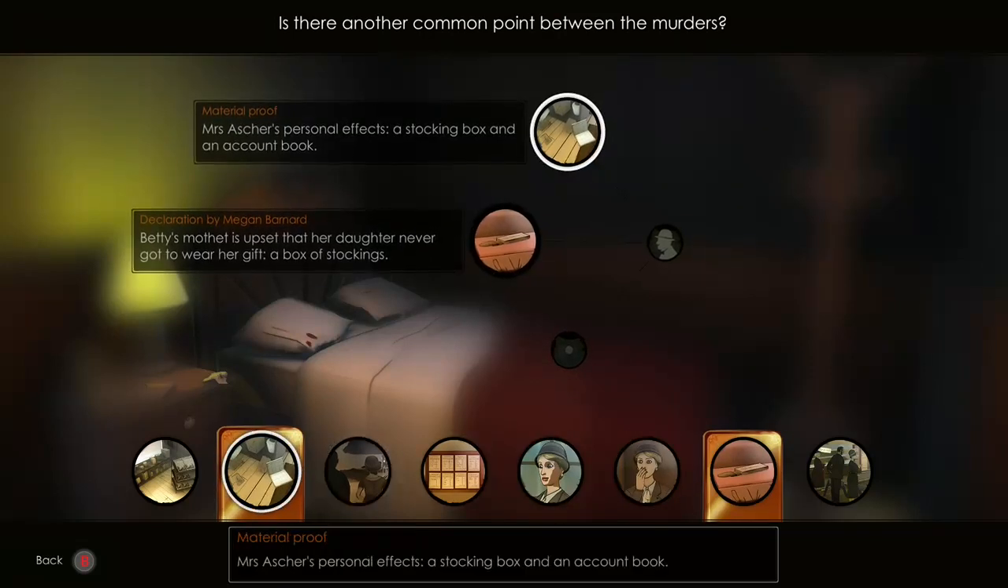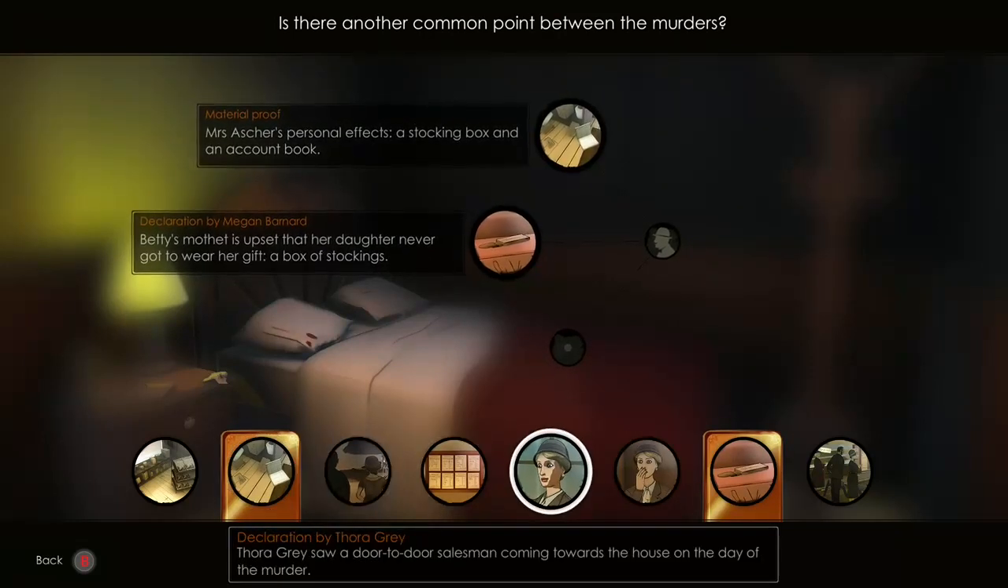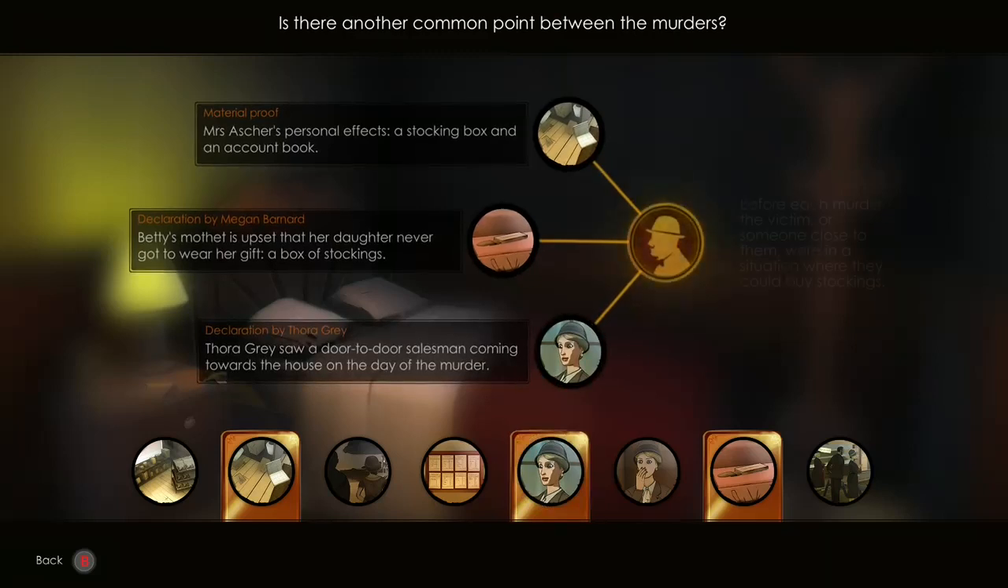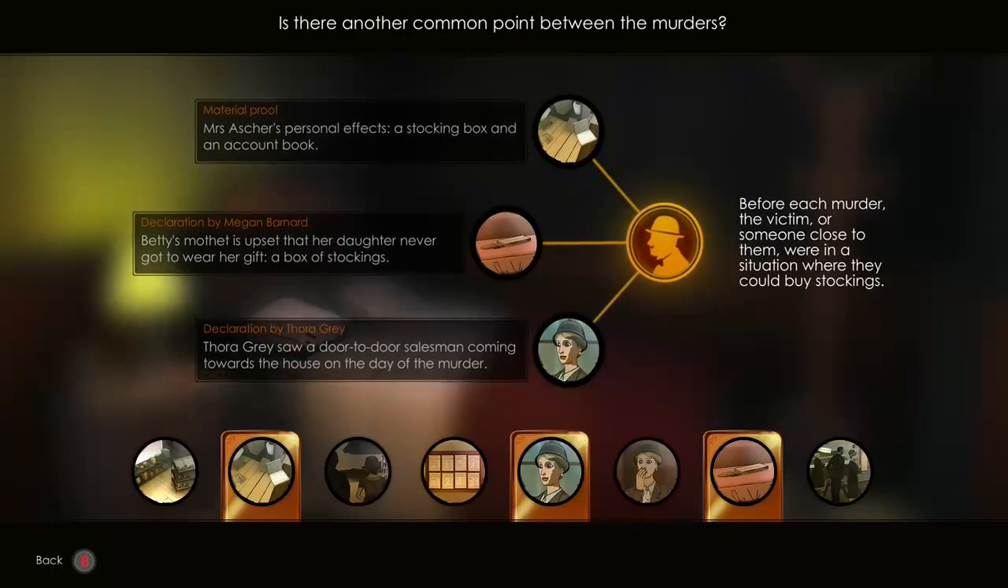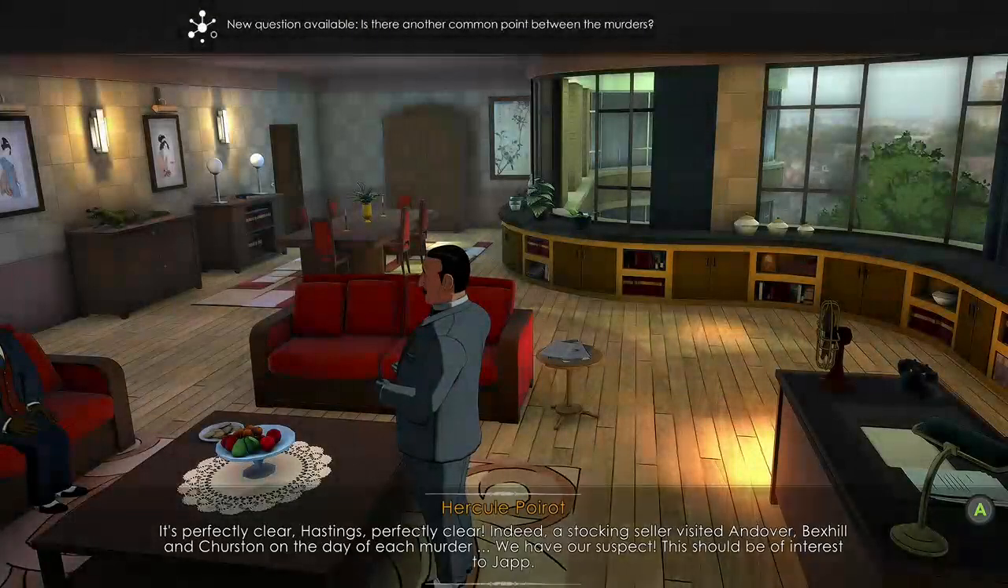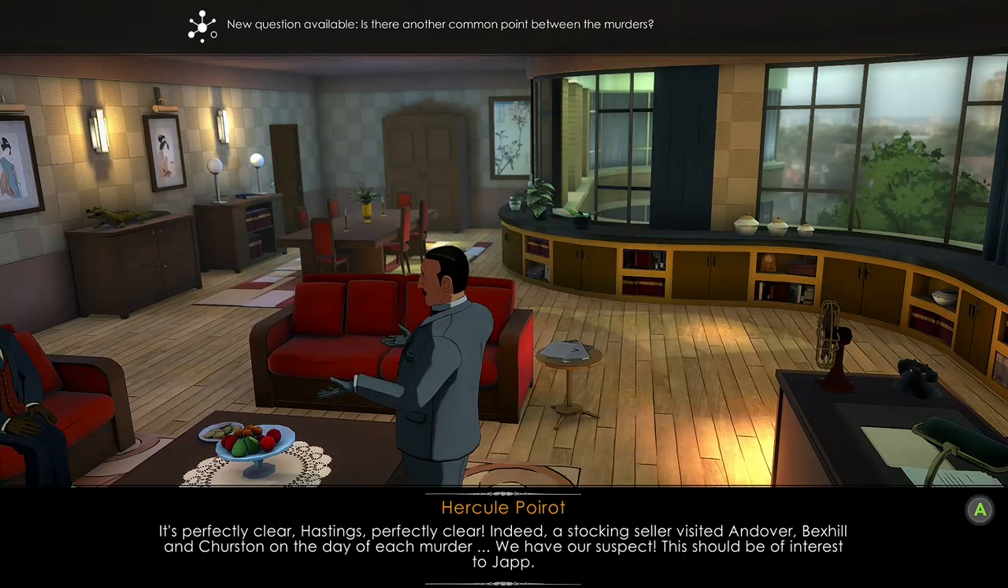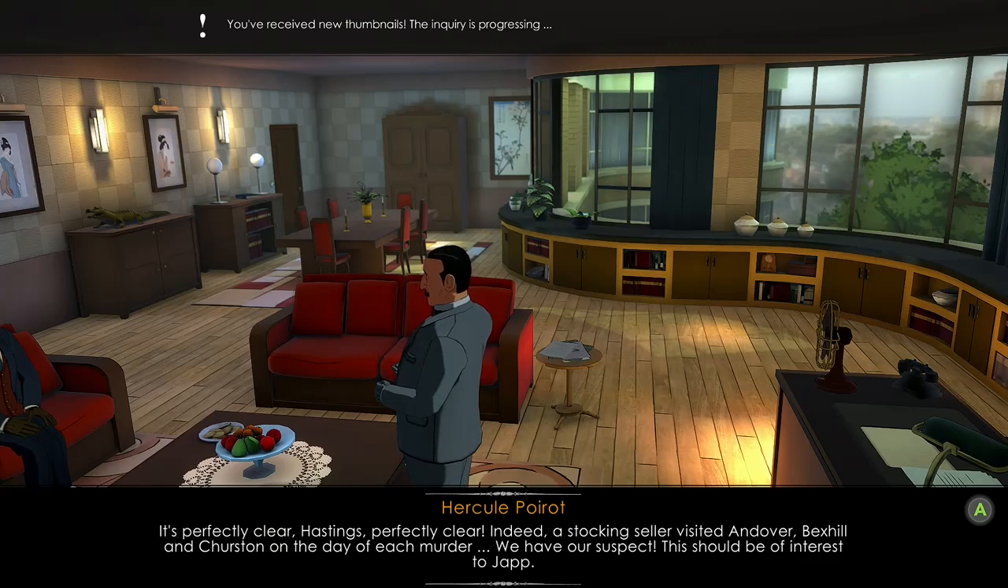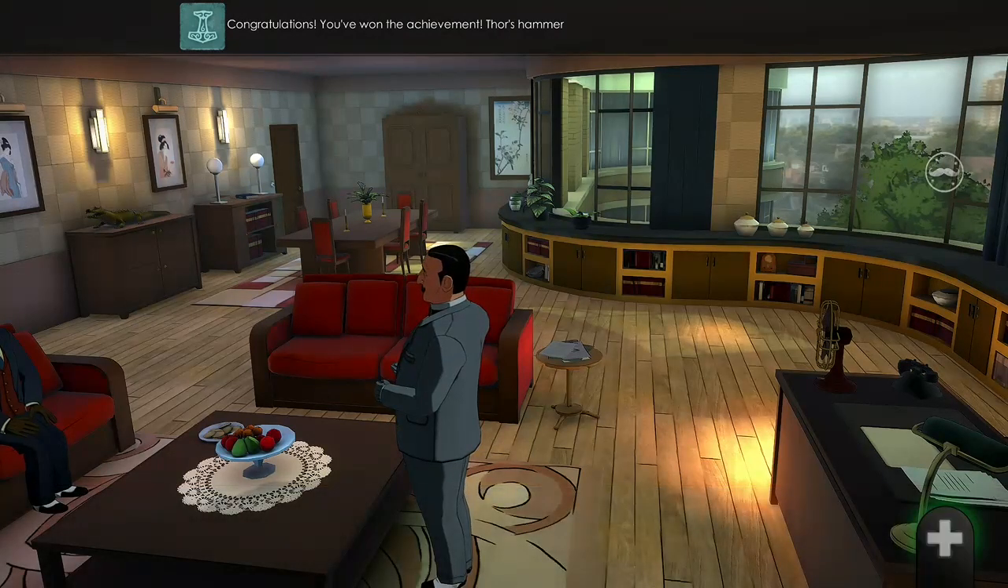Wait, so what? It's perfectly clear, Hastings, perfectly clear. Indeed, a stocking seller visited Andover, Bexhill and Churston on the day of each murder. We have our suspect. This should be of interest, Jap. Unless he's just purchasing them to mislead them.